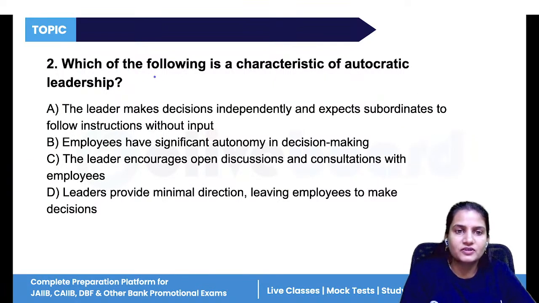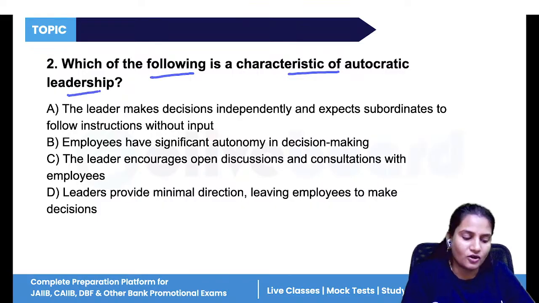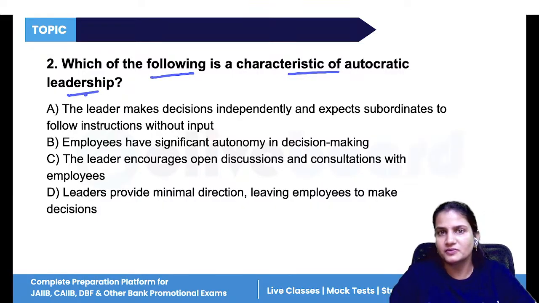Now, next, which of the following is a characteristic of autocratic leadership? This question is from leadership. In leadership, we have different leadership styles: autocratic, then democratic, then participative, laissez-faire. Now, what is autocratic?